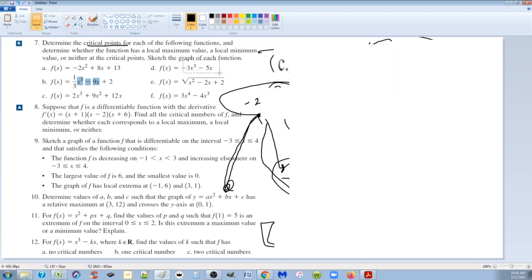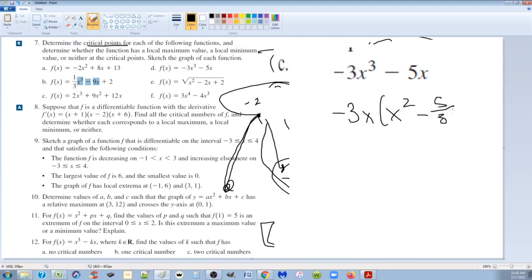Okay, what about this one? You're talking about a cubic that starts up here instead and goes down because of that. You're also talking about something that if I take -3x out of it, I'm left with x squared minus 5/3. And so I can tell you right there that there's a 0, and over here, so it crosses the x-axis twice.